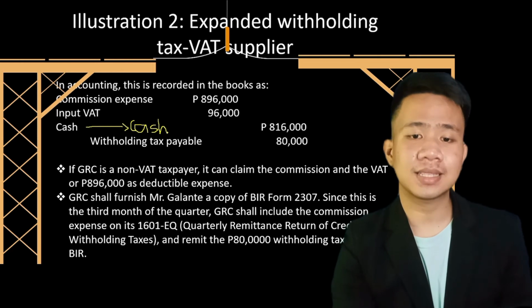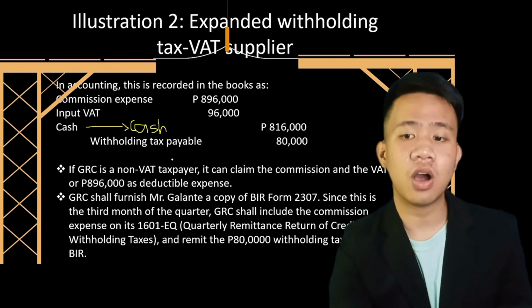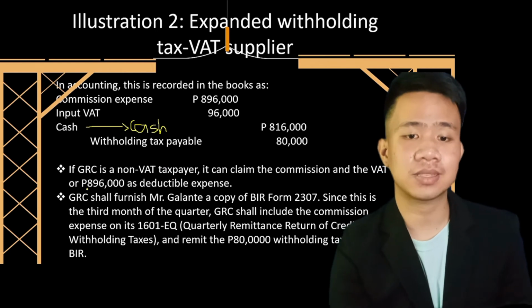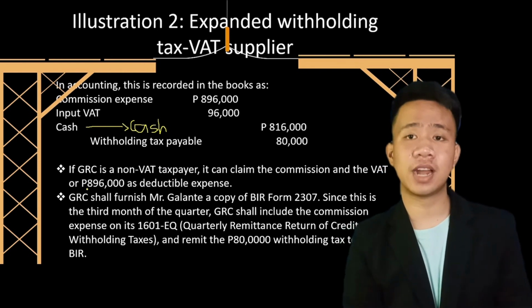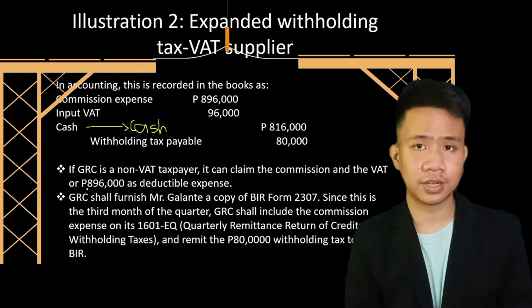But if GRC is a non-VAT taxpayer, it can claim the commission and the VAT or 896,000 as deductible expense. GRC shall furnish Mr. Galante a copy of BIR Form 2307 since this is the third month of the quarter.